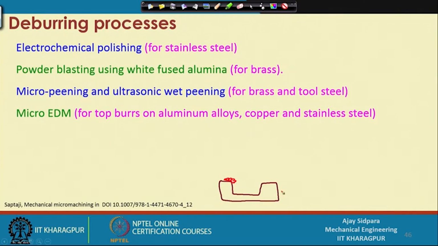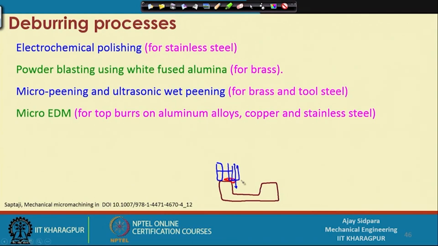So, this is the burr formation. Then what we do, let us add one EDM tool here, and the EDM tool will move in this direction. It will remove this part, and once it reaches here, it will move a little bit down. So, EDM will remove this.